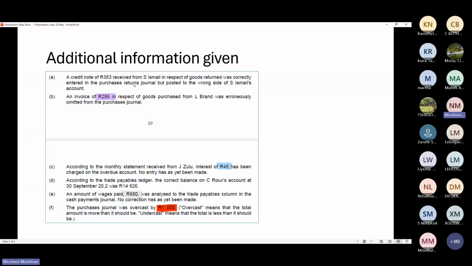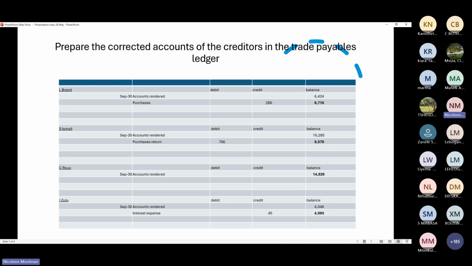Okay, cool. So if I can go back to the 286 maybe, the additional information given. So an invoice of 286 in respect of goods purchased from Al Brandt was omitted from the purchase journal. So this means that number is not yet in that account that we owe to Al Brandt. So we need to bring that number in. So it means we owe Al Brandt more than the 6424. So we need to say 6424 plus 286, and that gives us the 6710.